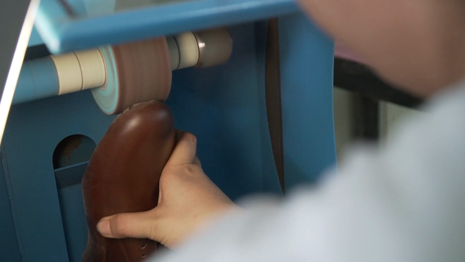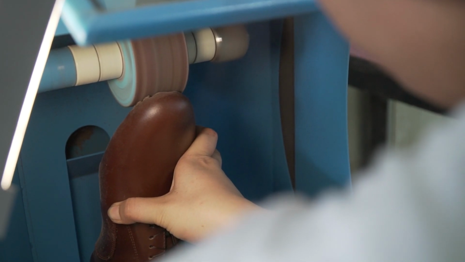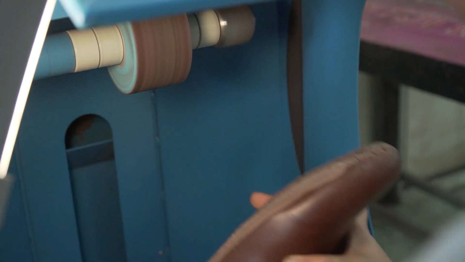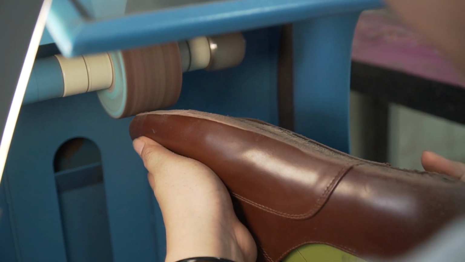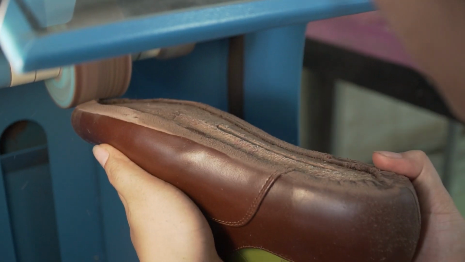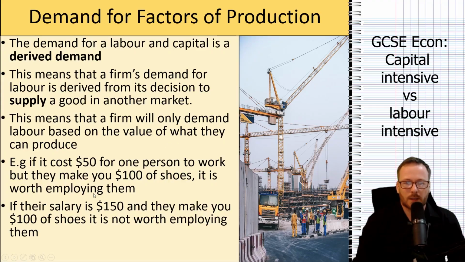For example, I pay you $50 to work and you make me $100 worth of shoes. Bargain for me and for you. You get money, I get more money. However, if I pay you $150 and you make me $100 worth of shoes, that's a no-go for my business, right? Later on in A-level economics, we look at how these kind of equal out over time.